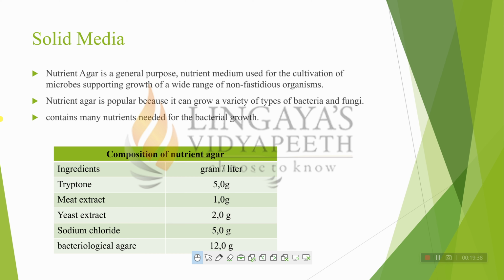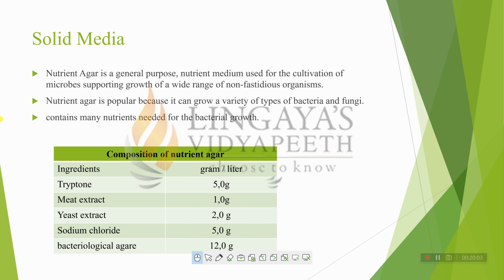Next is solid media. An example of solid media is nutrient agar. It is generally used for growing bacteria and isolating them from this media. It is used for the cultivation of microbes, and supports the growth of a wide range of non-fastidious organisms. Alright. It is used for the growth of different types of bacteria and fungi.